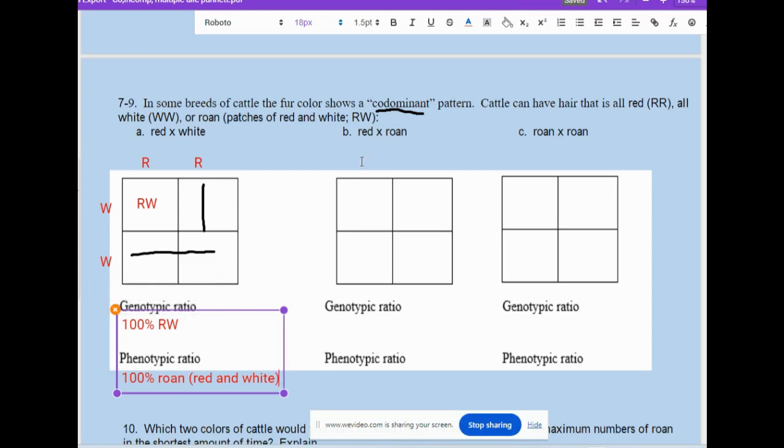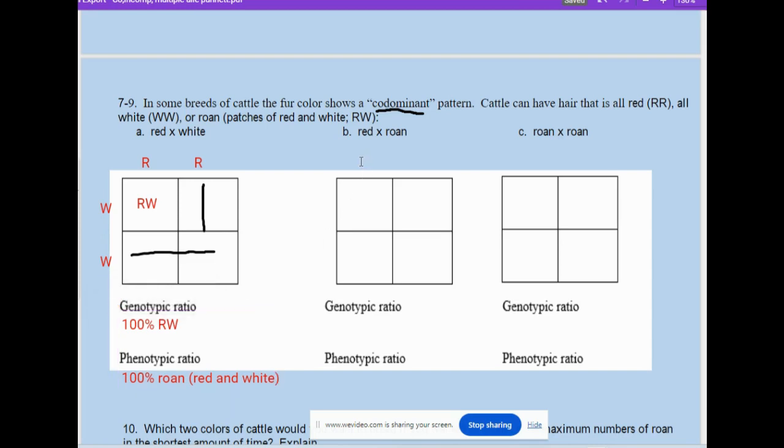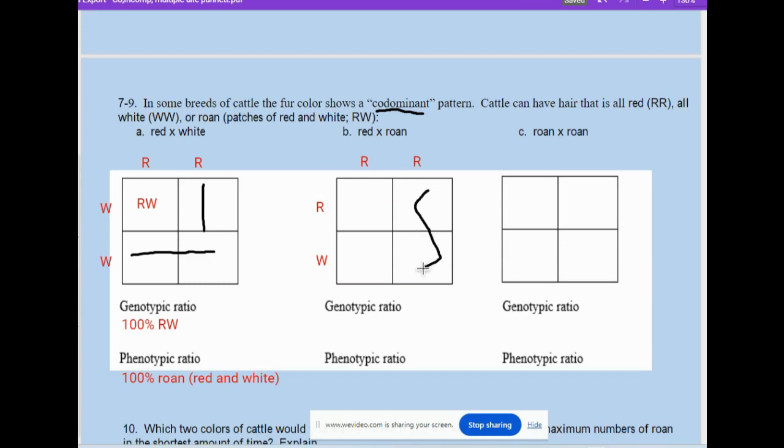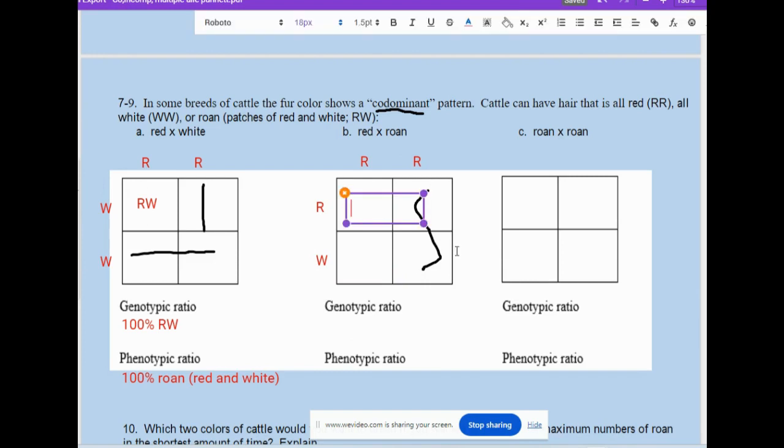I'll do this middle one right here. Red versus roan. Red cow's going to have 2 red alleles. Boom. These are so easy once you get the hang of them. A roan cow's going to have, he's red and white, so he's going to have a red allele and a white allele. Since these are both R's, I'm going to cross out this one because we don't need to do it twice, because guess what? 1/2 is the same as 2/4. It's both 50%. This one's going to be R from the top, R from the left. R from the top, W from the left. Done.